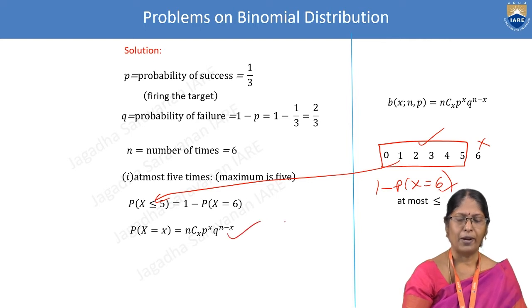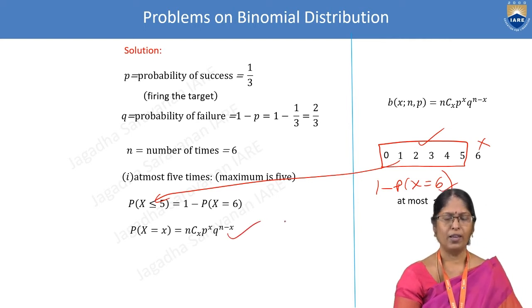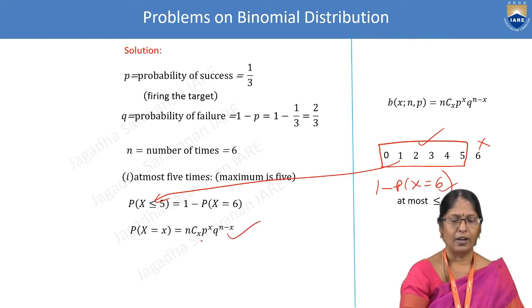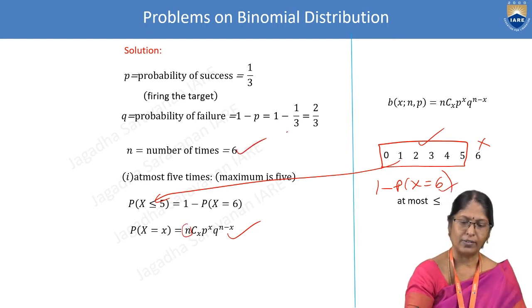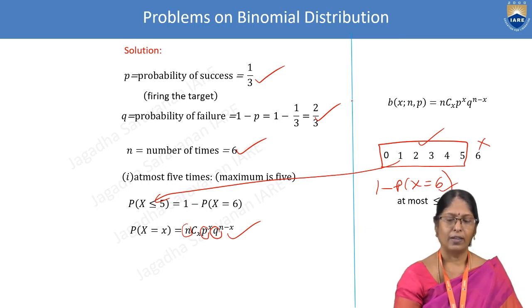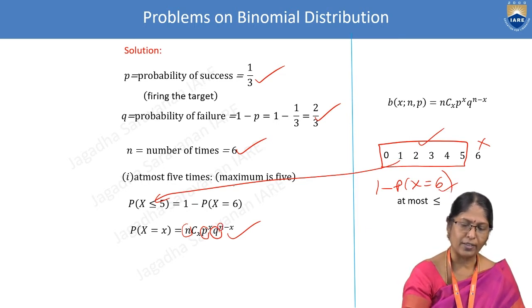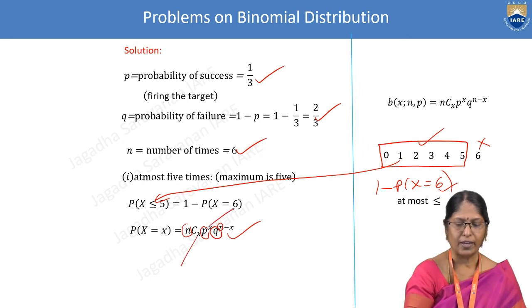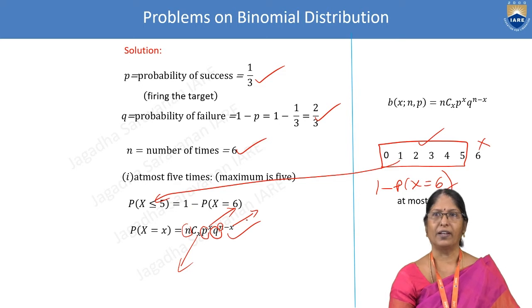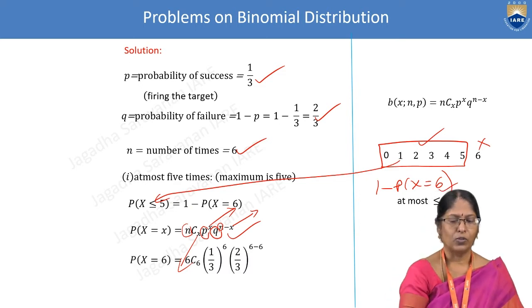Yes, the binomial distribution formula is written here. Now our n is 6, our p is 1 by 3, and our q is 2 by 3. Again, one more place where n is there, that is also 6. X has 3 places, I am putting the arrow mark, 3 places it is there.